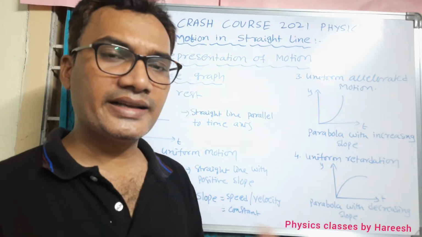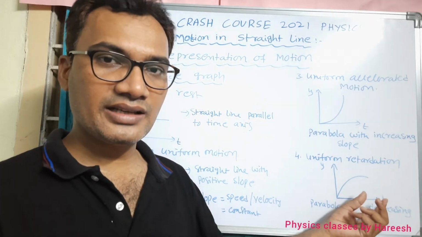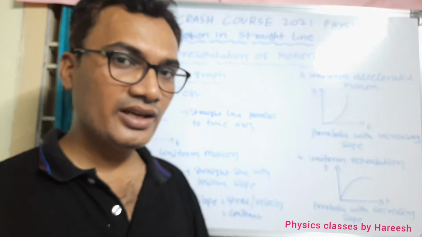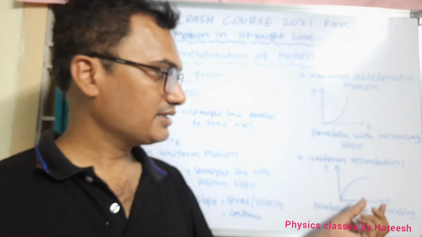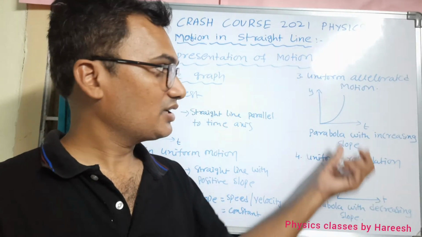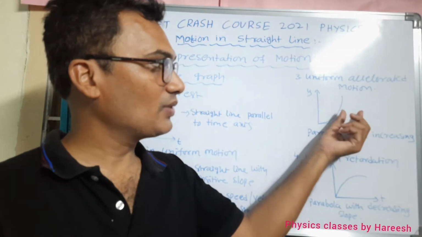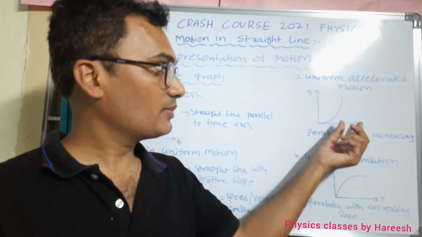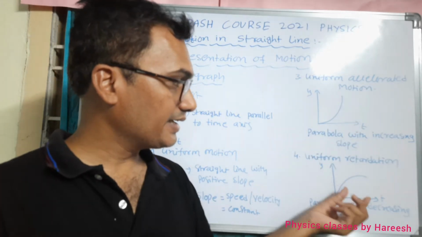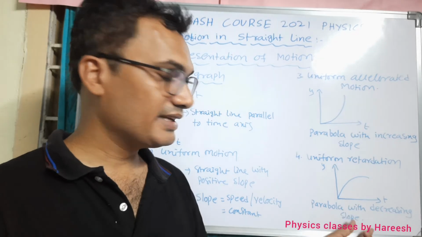Uniform means the decrease of velocity will be uniform, right? The decreasing slope will be uniform. That is uniform retardation motion. Here, in uniform accelerated motion, the speed increases and the increasing slope will be uniform. So that is uniform accelerated motion. Here the decrease is uniform, that is retardation motion. So here a parabola with decreasing slope.